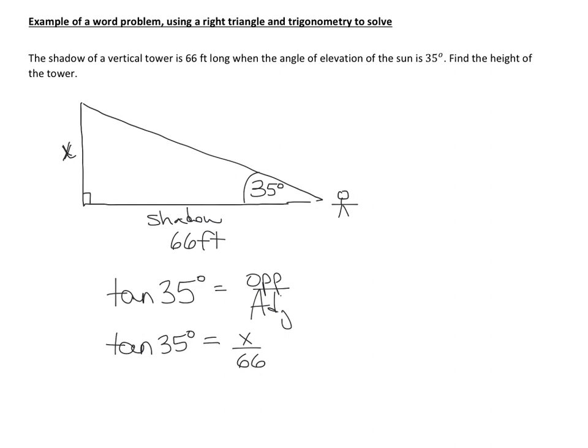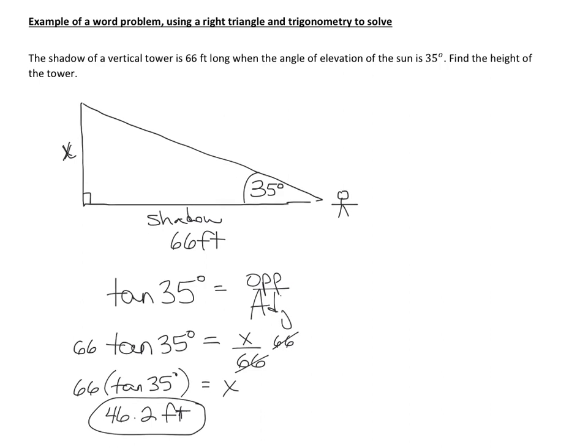For solving for x, we can just multiply both sides by 66. Those will cross out, and we get x equals 66 times the tangent of 35 degrees. That equals x. If we plug this into our scientific calculator, we have to round off, but we get approximately 46.2 feet. And this is just approximate. We had to round off to that. And that solves our answer. So our tower is approximately 46.2 feet.